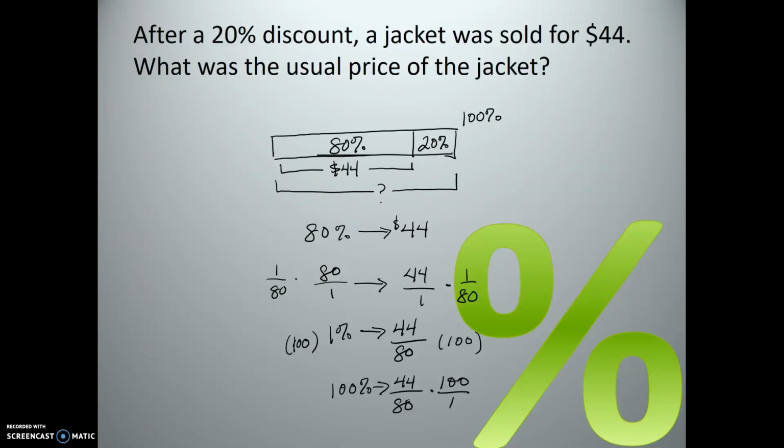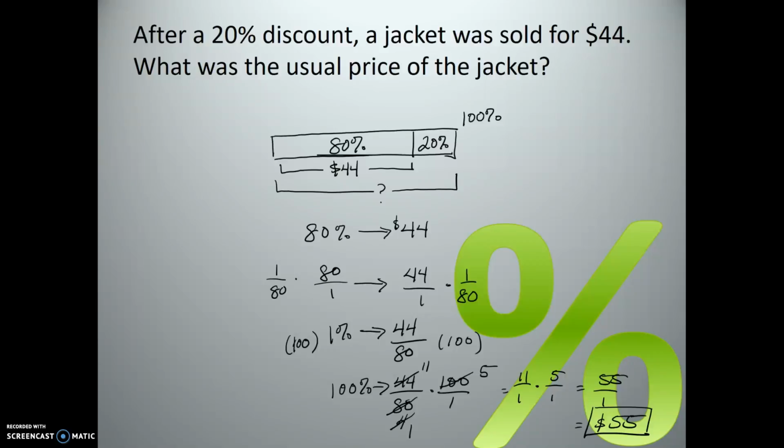Now I can do some cross canceling, can't I? I'm going to divide 80 and 100 by 20. So I'm going to get 4 here, and I'm going to get 5 here. Now I'm going to divide 4 and 44 by 4, and I'm going to get 1 here, and I'm going to get 11 here. Now I'm going to multiply 11 over 1 times 5 over 1, and I'm going to get 55 over 1, which is going to equal $55. So that was the usual price of the jacket.